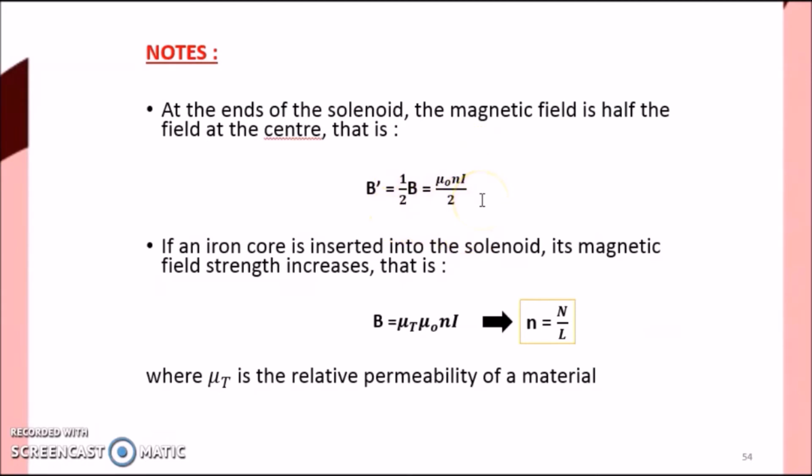Okay, sebab apa? Equation tadi adalah untuk magnetic field dekat center of the solenoid, tengah-tengah dalam solenoid tu, bukan ke ujung. Sebab kalau ke ujung, dia dah lain. Okay, so kalau ke ujung bahagi 2, kalau ada kita masukkan iron core into the solenoid, we need to times it with the permeability of that iron core. Okay, so nilai ni akan bagilah.